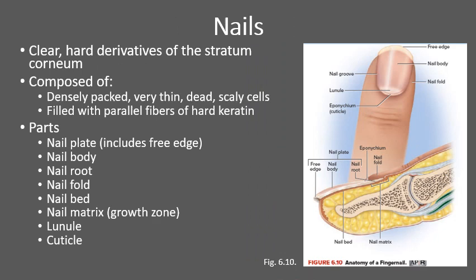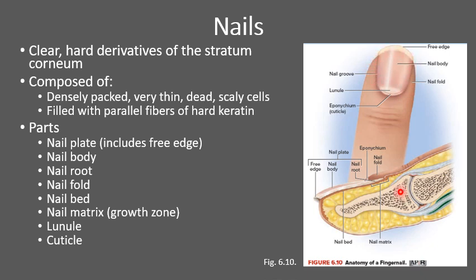Next, we're going to talk about nails. These are clear, hard derivatives of the stratum corneum, so the outermost layer of skin. It's composed of densely packed, very thin, dead, scaly cells, and they are filled with parallel fibers of hard keratin. Now, there are several parts to a nail. We're going to start with the nail plate, which includes the free edge of your nail. Next, we have the nail body, which forms the majority of your nail.